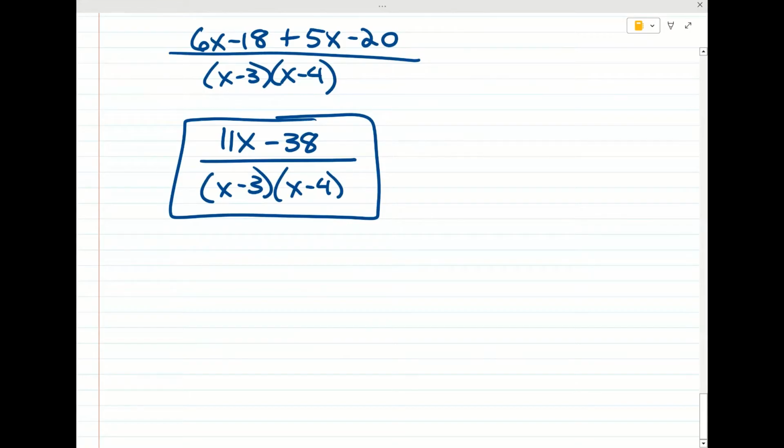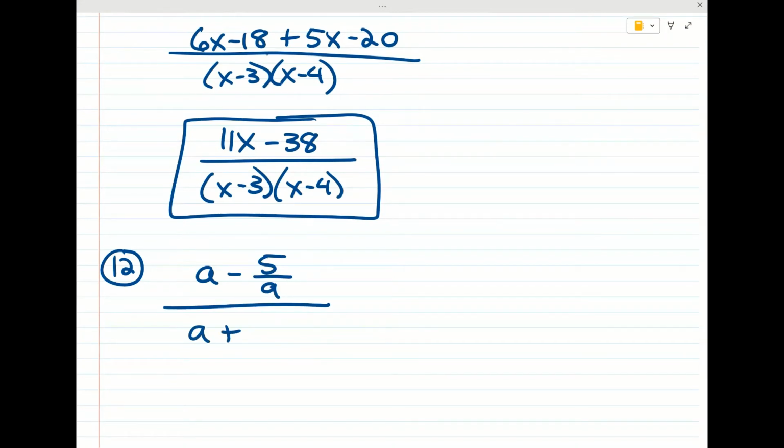Problem number 12 would be a minus 5 over a divided by a plus 1 over a. And it's called a complex fraction because you have a fraction over a fraction within a fraction.